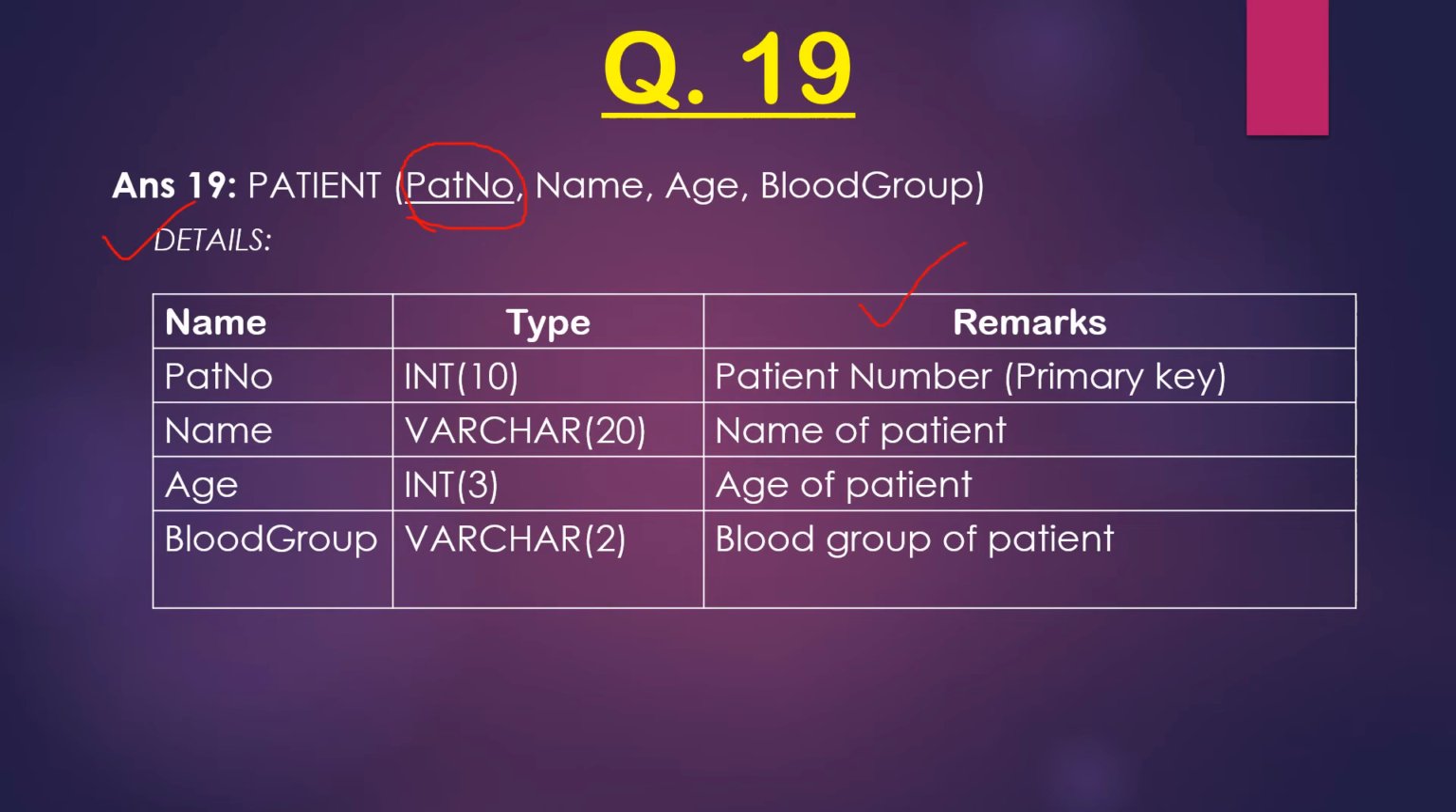Also, if you are adding the remarks column, then it would add to your presentation, and there would be less chance of unnecessary reduction of marks. But if you are not giving the remarks and you are just mentioning the name and type, then maybe there can be a reduction of marks. I'm not sure, but if you are adding this remarks column, then I think it would add to your presentation. And if you have given the right remarks for the right name and type, then definitely no marks would be deducted.